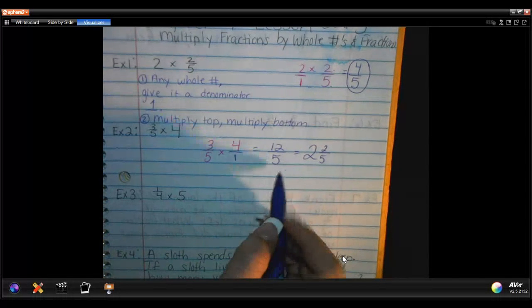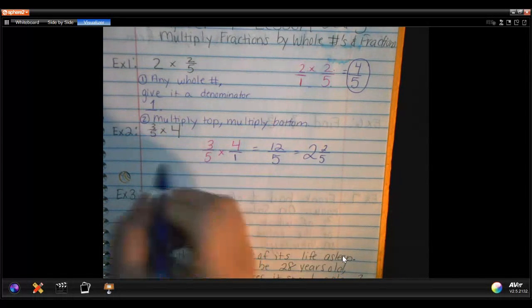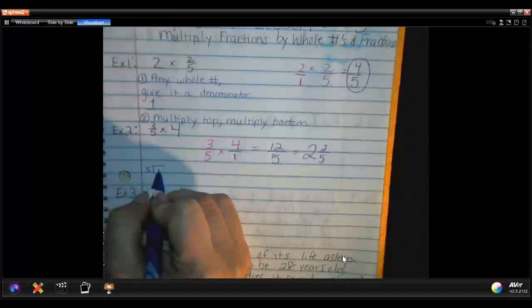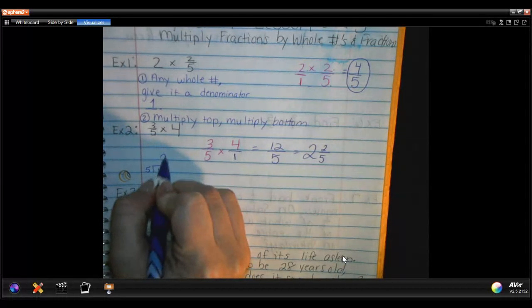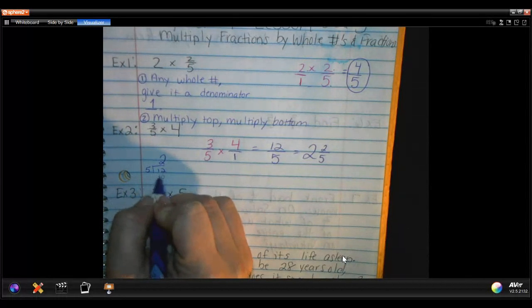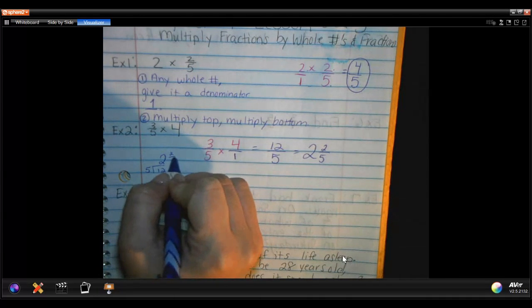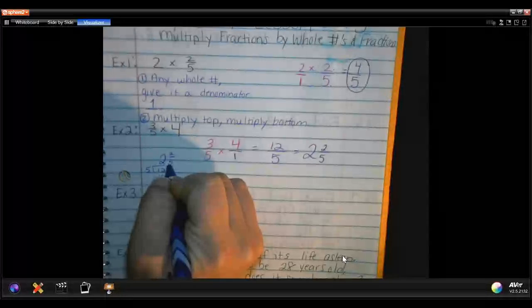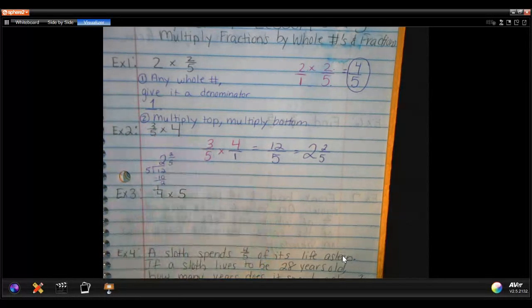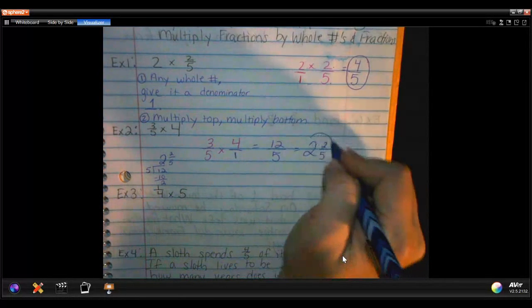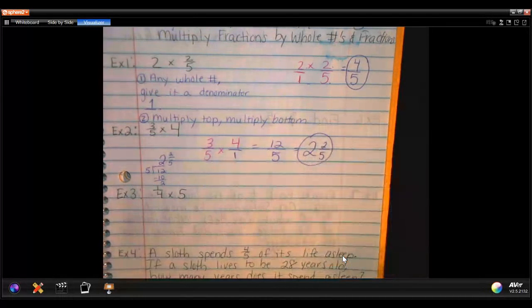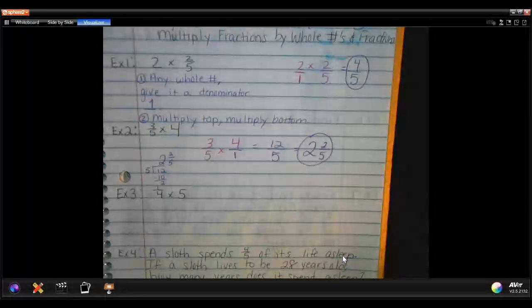Again, if I was going to show the math, it would be how many times can 5 go into 12? 5 goes into 12 2 times. 2 times 5 is 10. When I subtract, I'm left with 2. That becomes my numerator. My denominator stays the same as 5. So my answer to this one is 2 and 2 fifths. You want to make sure you are simplifying if you can.